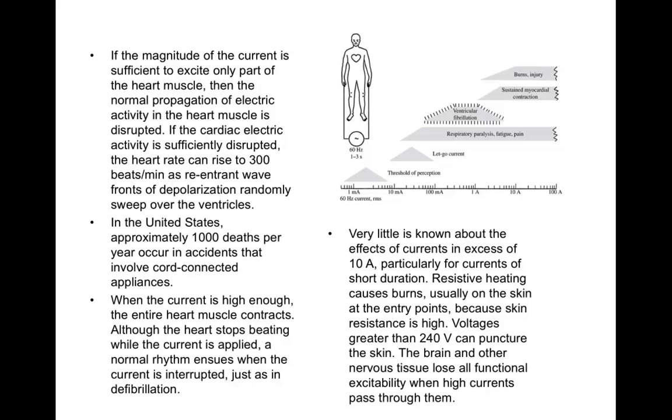And so resistive heating will usually occur at the skin because that's where the resistance is higher. So your I squared R is significantly higher there. We don't know a lot about the effects of current in excess of 10 amps, particularly currents of short duration.